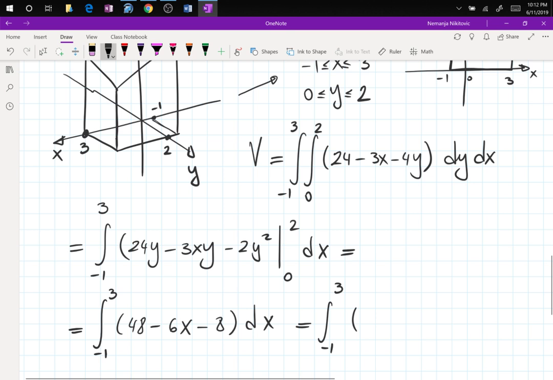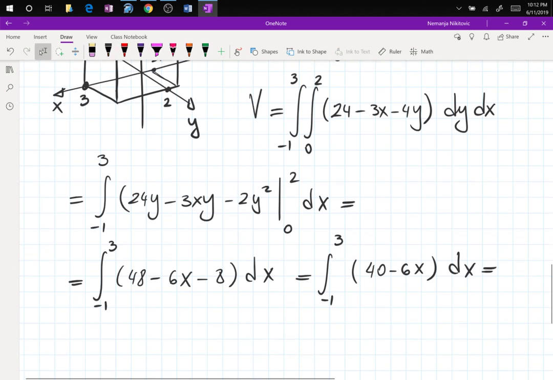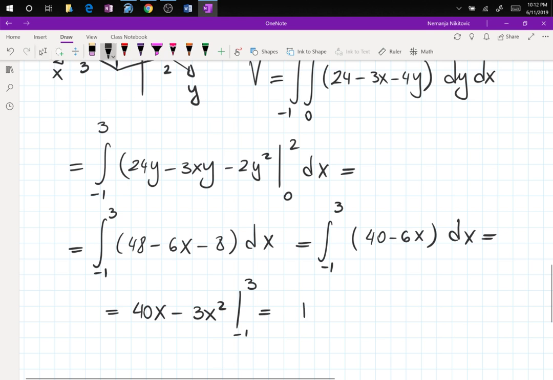So 48 minus 8 is 40, minus 6x dx, and you integrate that to get 40x minus 3x squared from -1 to 3. Plug in 3, we have 120, minus 27. Plug in -1, that's going to be -40, so plus 40, and the negative gives us another positive. And I have -1 squared is positive 1, so it's just 3.